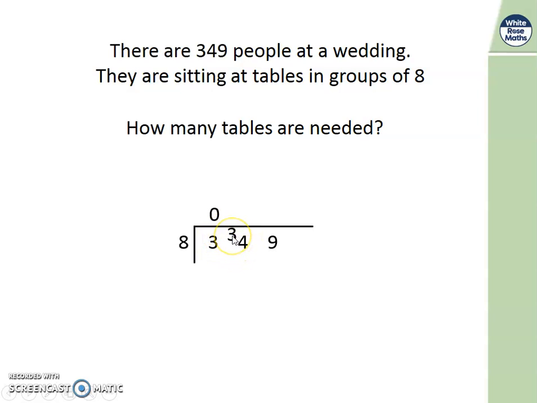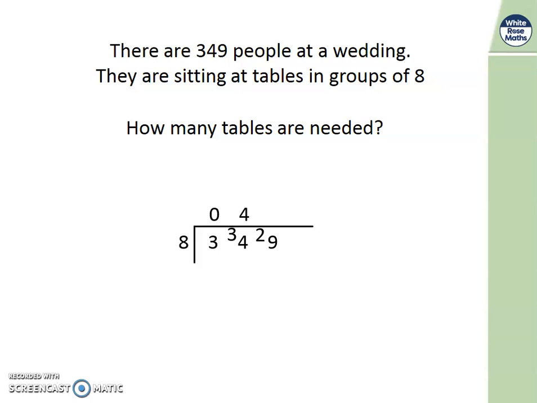So I now have 34 of those 10s. I now say how many 8s in 34. So count up in my 8s. 8, 16, 24, 32 is the highest I can go to. How many is that? That's 4 of them. There are 4 of those 8s in 32. But I still have 2 left over. So I put that there.